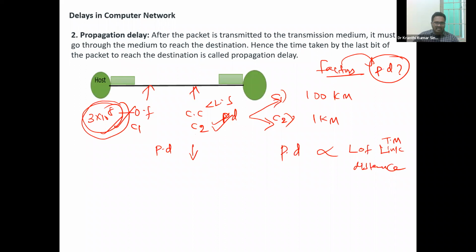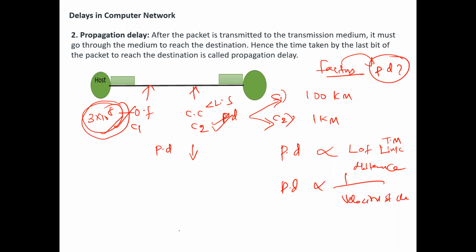If you go by cycle, maybe it is 10 kilometers per second only, you will reach late. It is not exactly 10 minutes, it is more than 10 minutes. So can I say that propagation delay is inversely proportional to the velocity of the channel? Yes, sir.